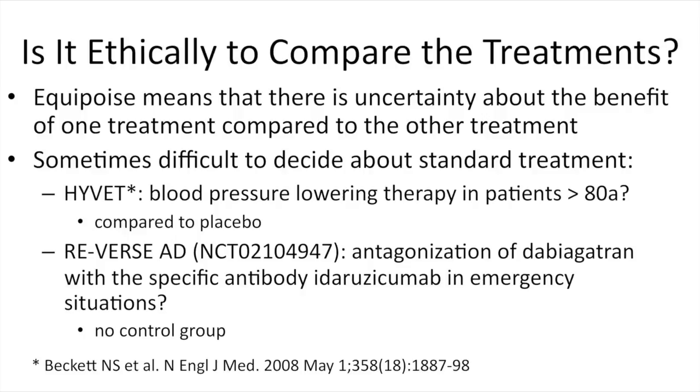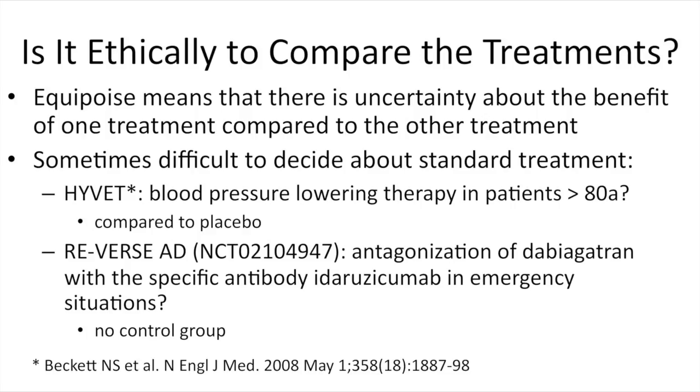For example, the HYVET study was about blood pressure lowering therapy in patients over 80 years. It was published in 2008, and surprisingly, the control group just got placebo. Because there were no data showing that there is really a benefit to lowering the blood pressure in patients over 80. It's surprising, but these were the data at this time, so they decided it's okay to compare to placebo. And the study was very positive. So blood pressure lowering is a very good thing to do in patients over 80 years.